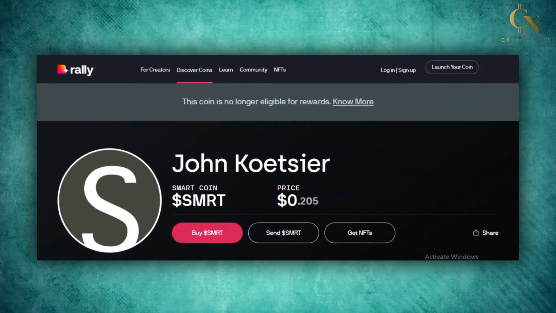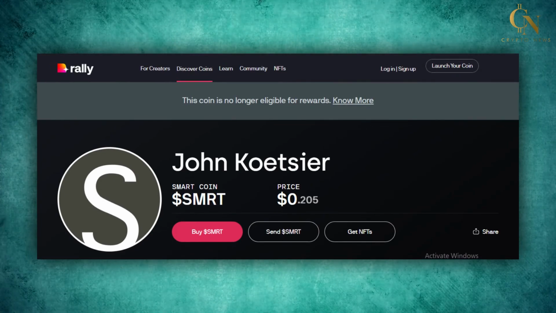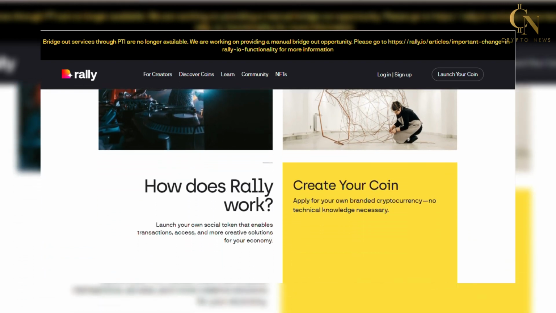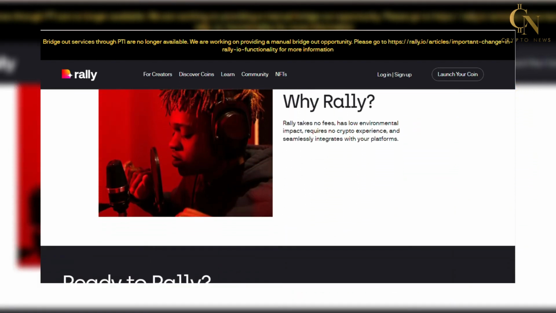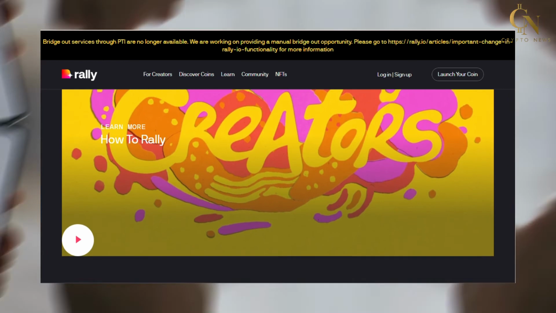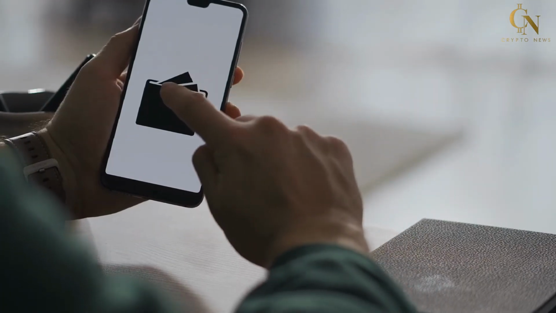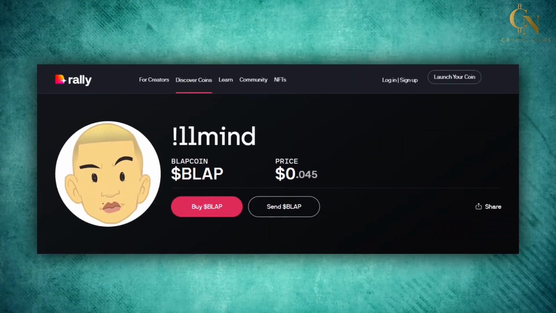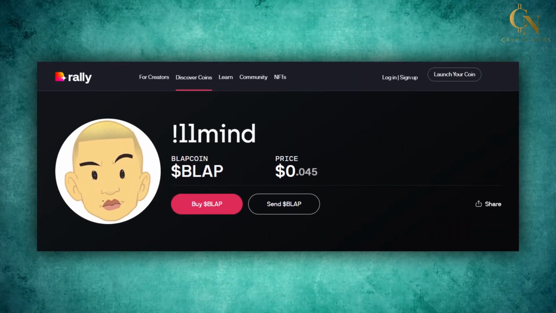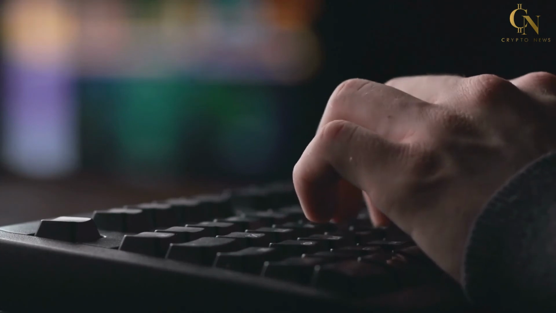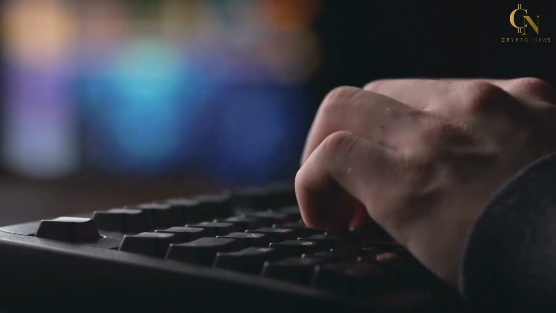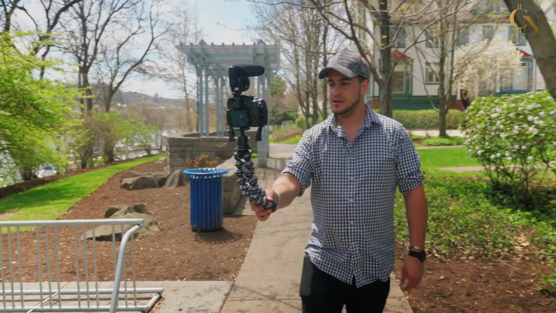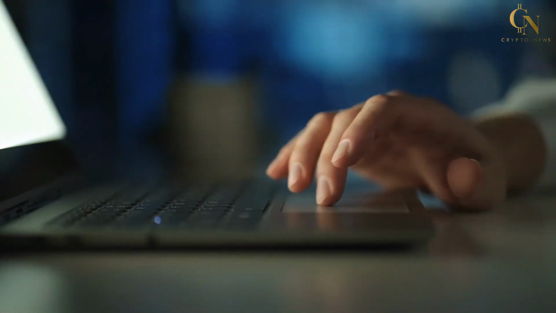The $SMRT currency from the Tech First podcast is an example of this type of token, since it grants users access to a special Slack channel where they may directly communicate with the podcast presenter. These tokens can also be used to purchase specific services. Grammy-winning music producer Mind, for example, established his social token $BLAP, which anyone may contribute to him in return for a bespoke beat, a video shout-out, online training courses, or a Zoom collab session.